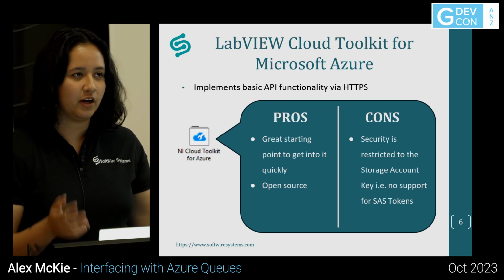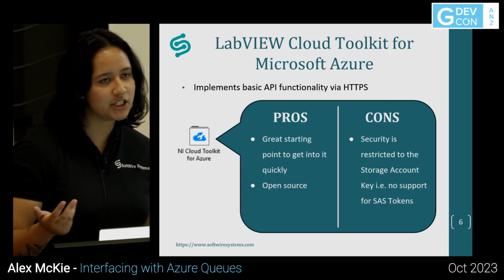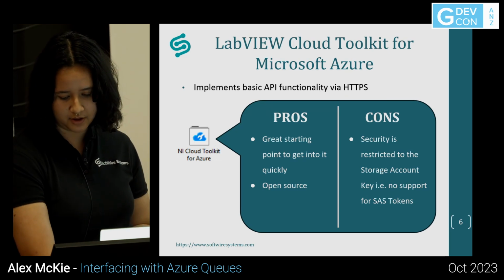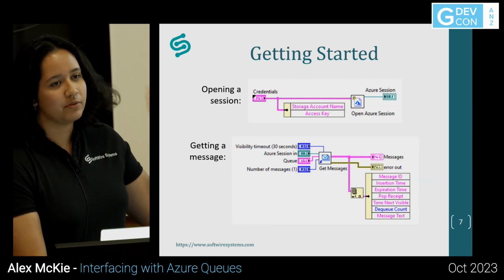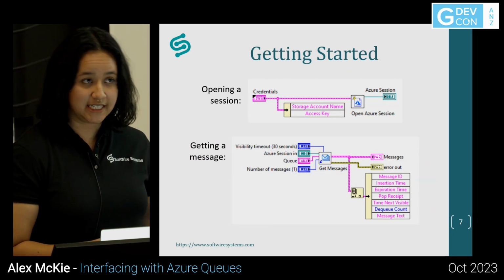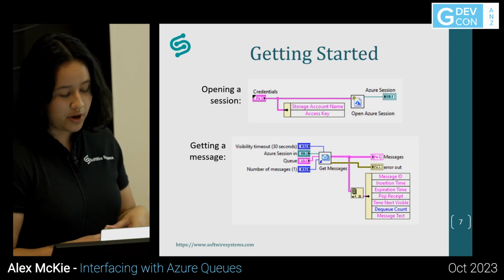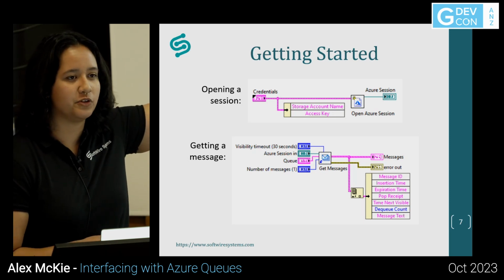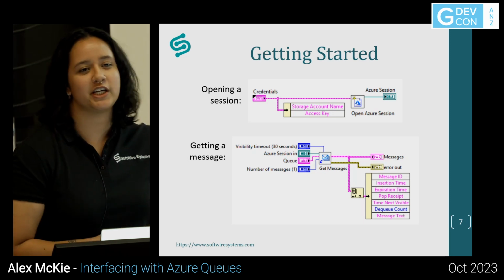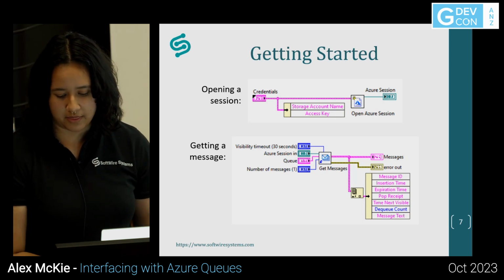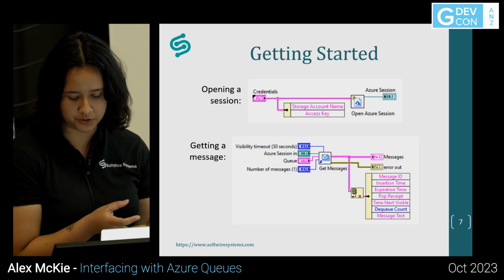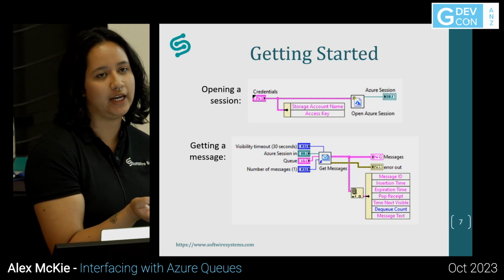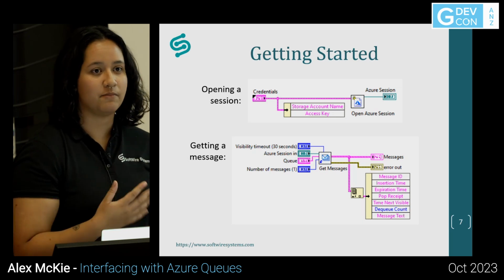Okay, so we have a toolkit. Let's get into a quick example of how you might build an application around the service. I've just got some examples here, just to make it really clear how easy it is to get started. On the top, we can see opening a session. I've unbundled what the credentials you need would be, and it's a storage account name and an access key. That's what you need to start.